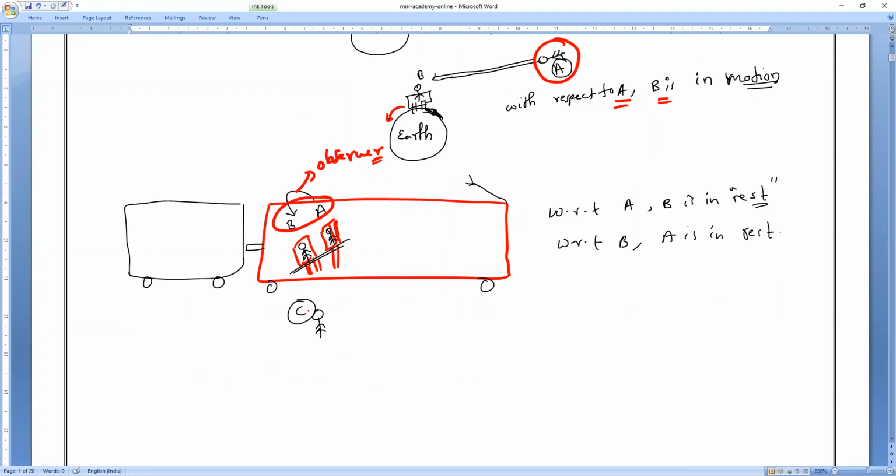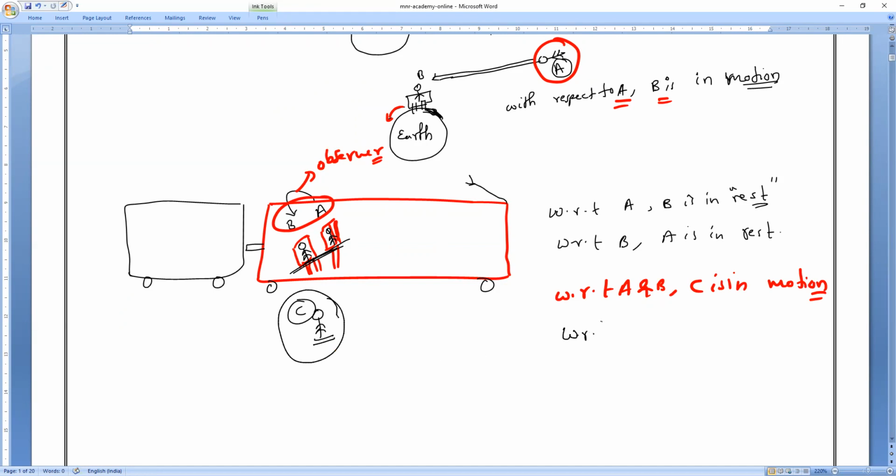Now, if A and B are seeing C, you tell me, with respect to A and B, C is in what? Everybody, motion. But actually, who is moving? C is moving or the train is moving? The train is moving, while C is standing in a state of rest, but on a different surface. C is standing on a different surface, and A and B are sitting on a different surface. Due to that, C appears to be in what, guys? Motion.